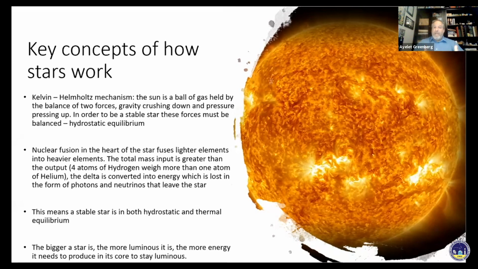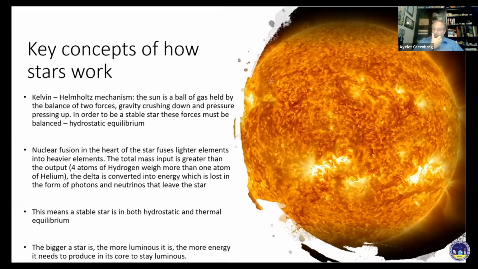In order to have a stable star, a star that is not contracting or expanding or just doing crazy things, you need to have a balance between these two forces. This balance, called hydrostatic equilibrium, the balance between gravity and pressure, is a prerequisite to having a stable star.